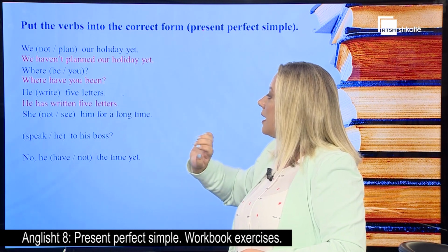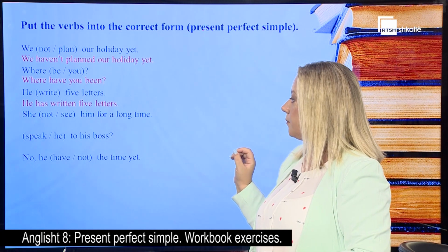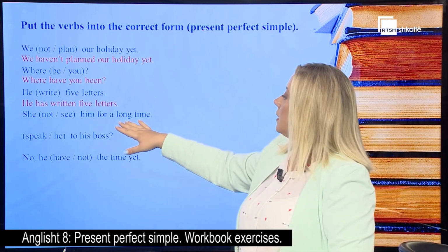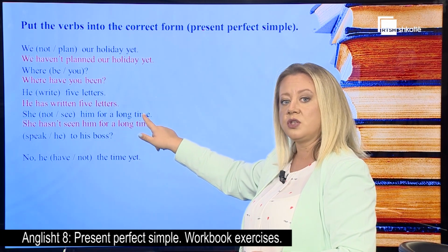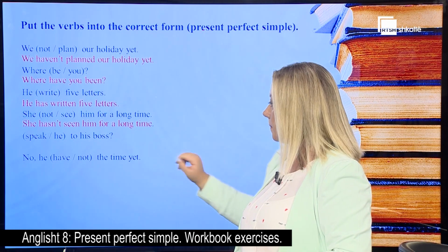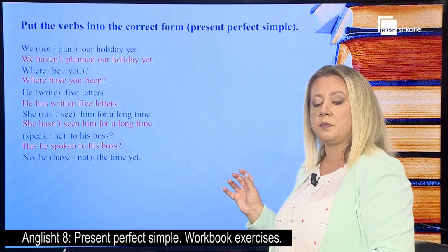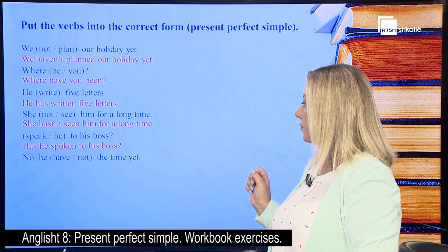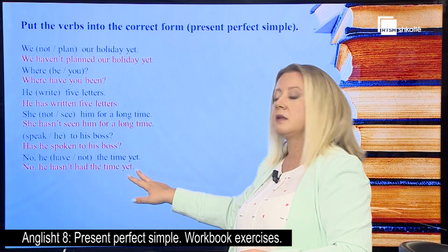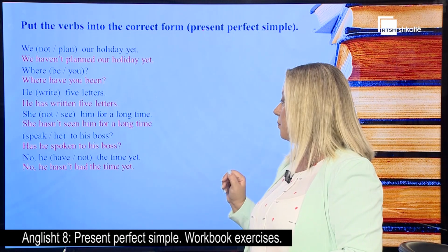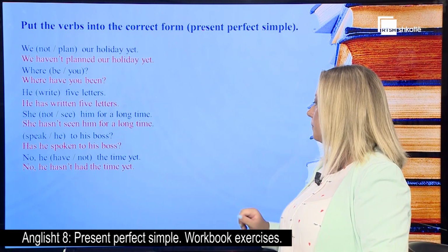He has written 5 letters. We don't know when; it is not mentioned. She hasn't seen him for a long time. Here we have the duration of the situation. Has he spoken to his boss? In an unfinished period or time expression. No, he hasn't had the time yet. Here again we have a present perfect negative sentence with a time reference, "yet", used at its end.